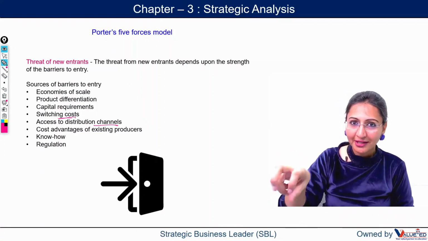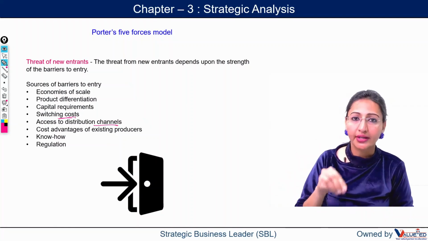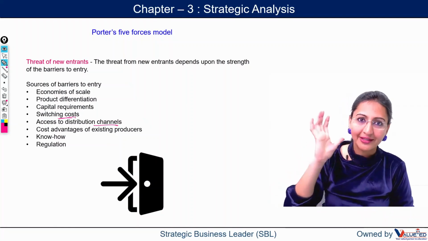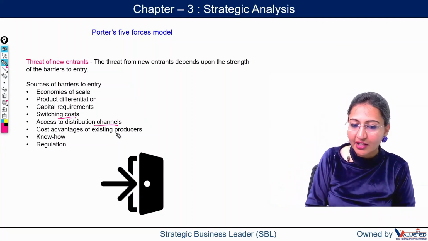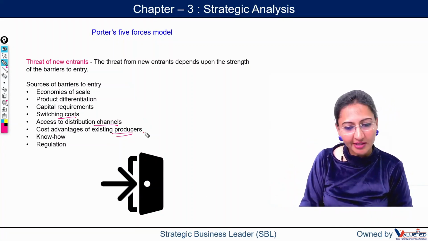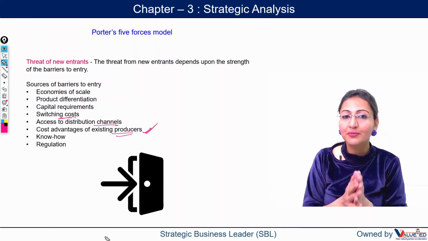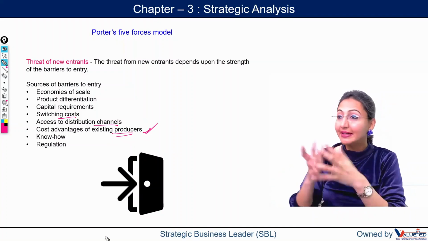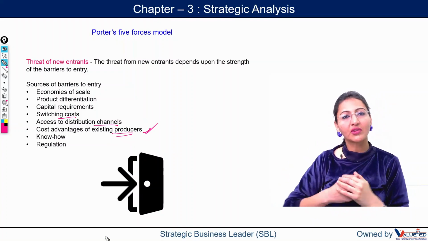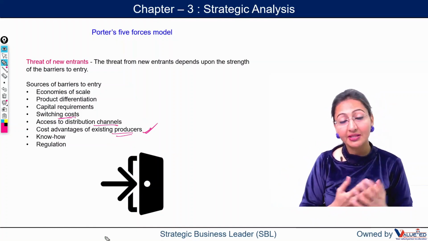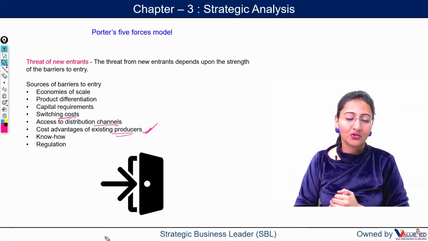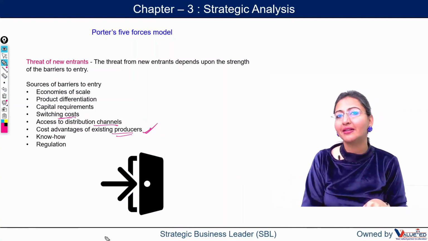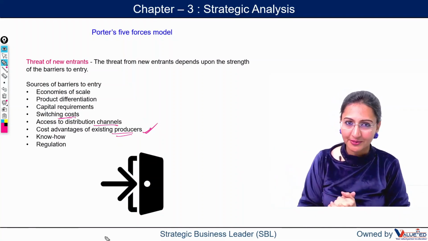Putting up an industry at a place where the distribution channels do not exist can act as a barrier to entry for many companies. Then comes cost advantage of existing producers. Existing producers may have tie-ups with the suppliers, with the retailers, or with their customers, and they have a cost advantage because they have been producing for years. That can be another barrier to entry for many newcomers.